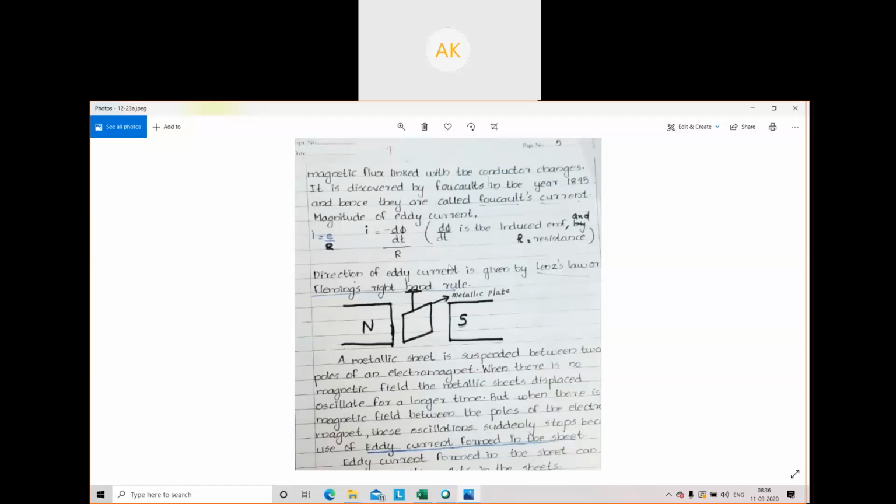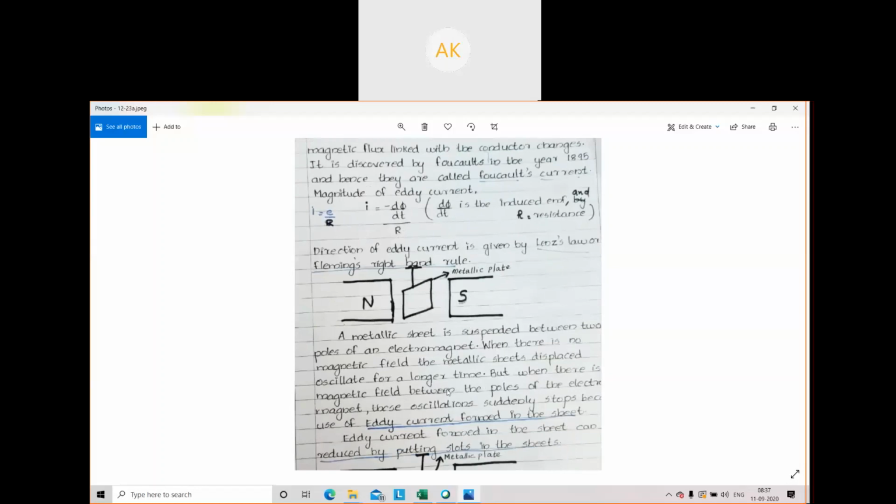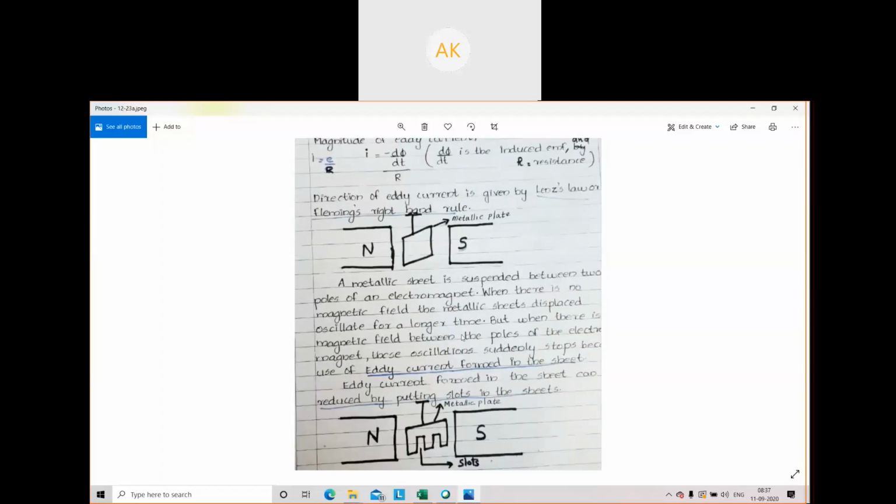So what is eddy current, we know. Then what is the expression for eddy current, we know. There are some good effects and undesirable effects of eddy current. The undesirable effect is reduced by putting slots in the metal sheets or by laminating the soft iron core in transformers, choke coils, etc. And there are some applications of eddy current. Which are they?